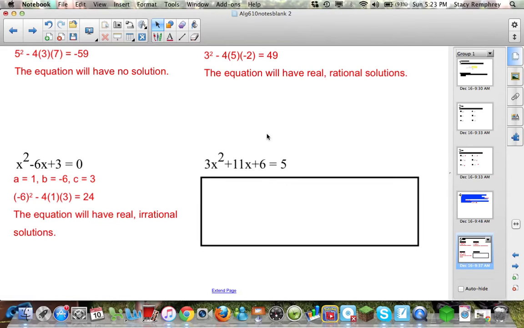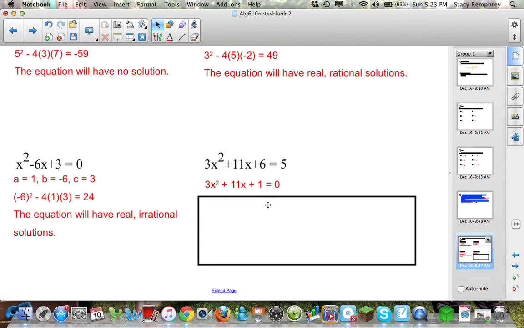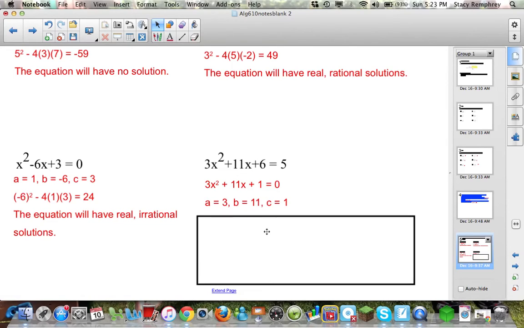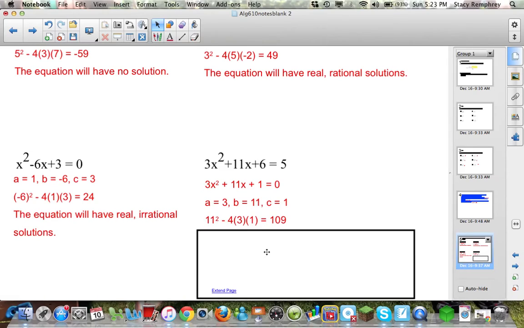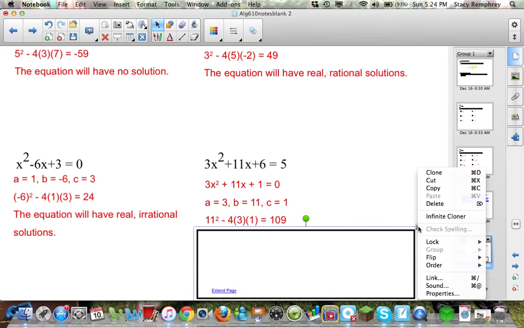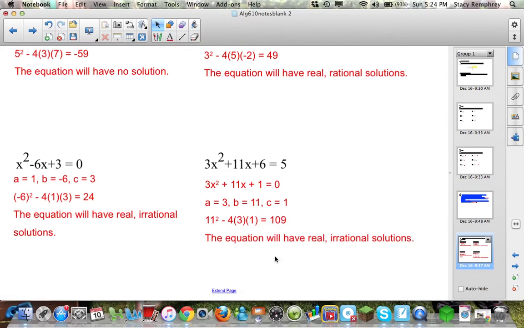And finally on this one, when I checked, I went, wait a second, this doesn't equal 0. So the first thing I had to do was make it equal 0. Subtraction property of equality, subtract 5 from both sides. Identified my A, B, and C. I plugged them into the discriminant and solved. I got 109. 109 is not a perfect square, but I can get answers because I can square root 109. I just get irrational numbers. So again, I would say the discriminant is 109. The equation will have real irrational solutions.